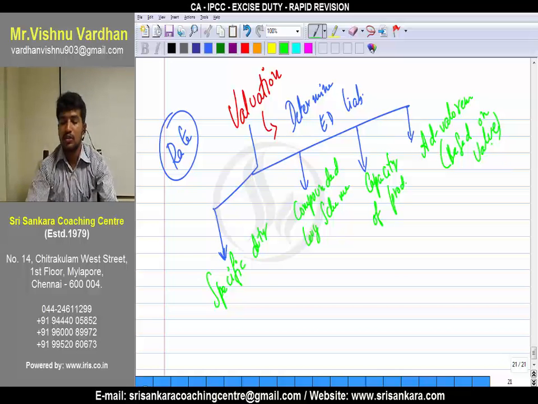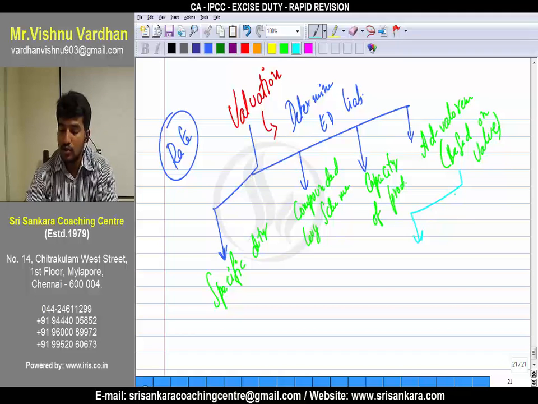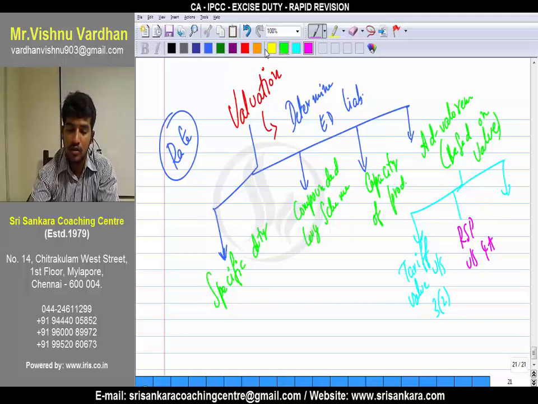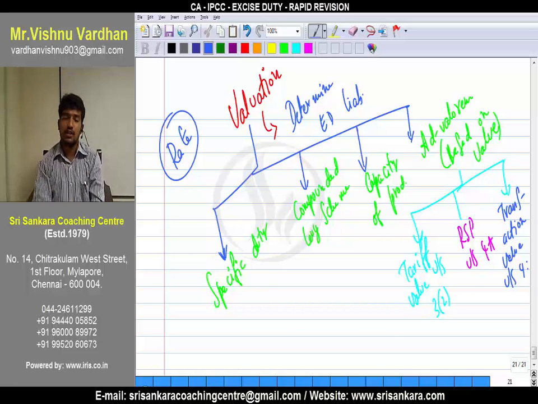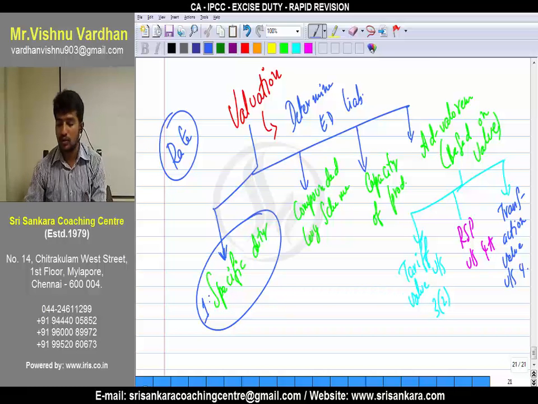So what is specific duty? What is compounded levy scheme? What is capacity of production? What is ad valorem? In turn, ad valorem is divided into three: tariff value method under section 3 subsection 2, next RSP under section 4A, and next transaction value under section 4. So these are the different types of methods for valuation. What each method is all about, we will talk. The first one we will take is specific duty.